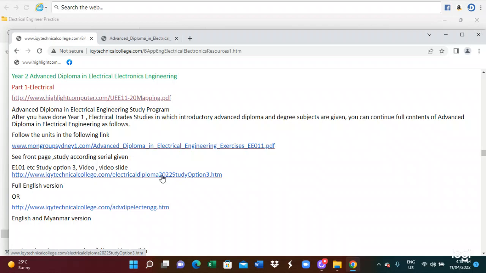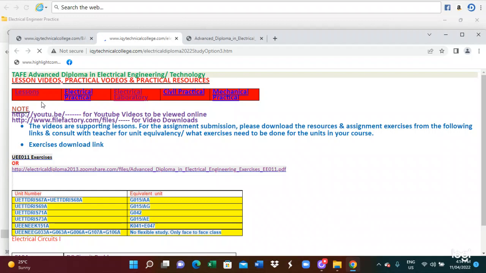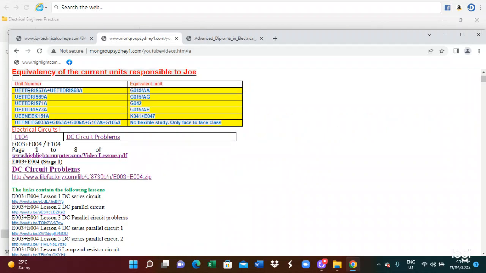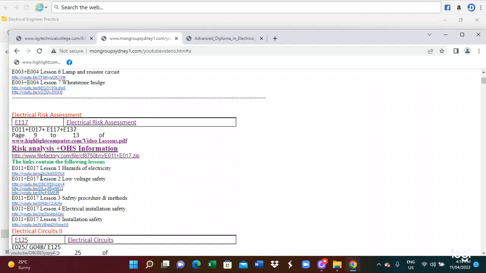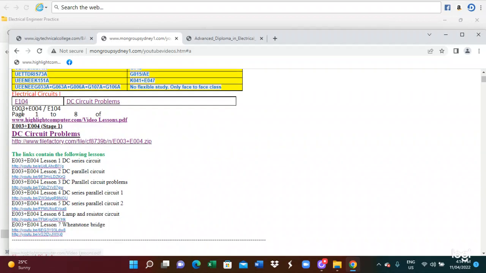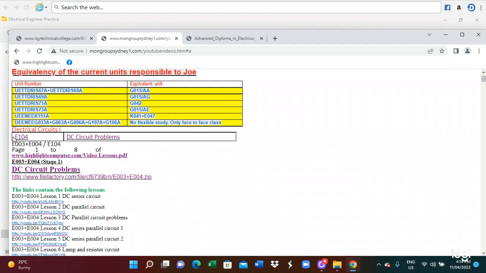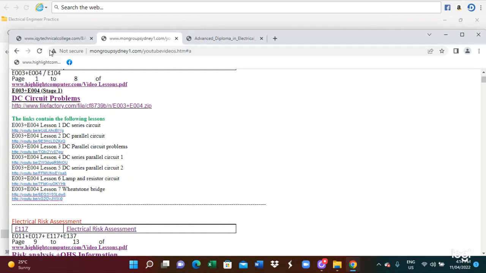So in this case, you have to do study option 3. Firstly, you have to read. Here you can see E1.1, 1.2, 1.3, etc. Those numbers follow study option 3. Study option 3 includes the lesson video, so that you can view the video. For example, you see E101, E1 for DC circuit, you view this as video.